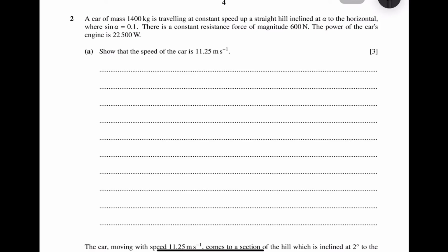A car of mass 1400 kg is traveling at a constant speed up a hill inclined at an angle alpha to the horizontal where sin alpha equals 0.1. There is a constant resistive force of magnitude 600 Newton. The power of the car's engine is 22,500 watt. Show that the speed of the car is 11.25 meter per second.